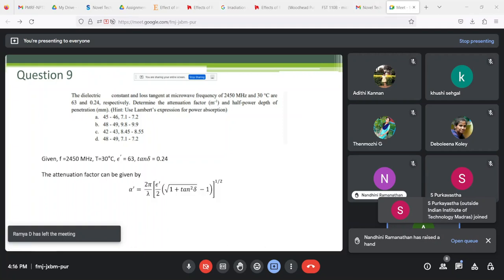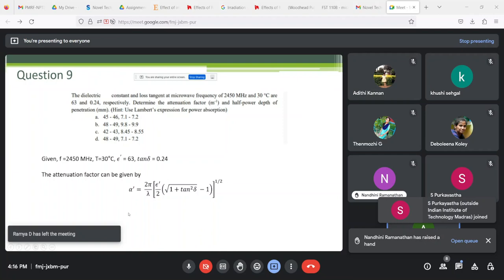So the attenuation factor, which will give you an idea of how the energy is dissipated inside the food, can be given by alpha dash, which is your attenuation factor, equal to 2 pi by lambda times epsilon dash by 2 into the square root of 1 plus tan square delta minus 1, the whole raised to half.